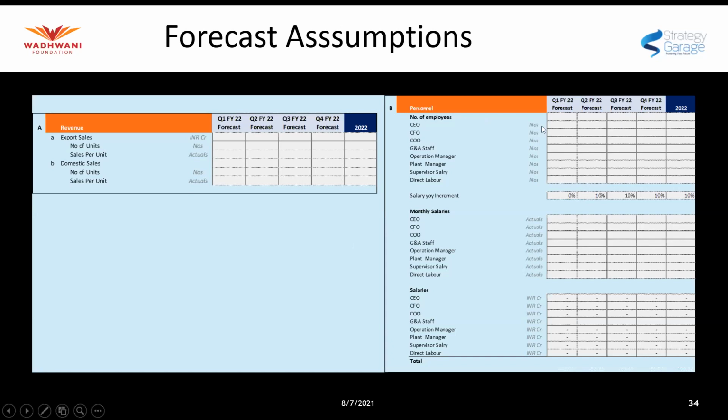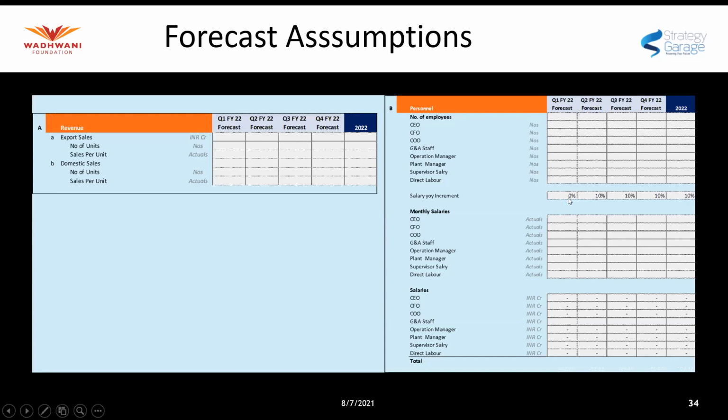Then comes the expenses piece, which you see on the right side. This is more like a headcount plan. It shows you the forecast for the next 4 quarters, and therefore for the full year. First quarter, say April, May, June. Second quarter, July, August, September. Then likewise the next 2 quarters, and all 4 quarters put together is the full year, which is March 2022.